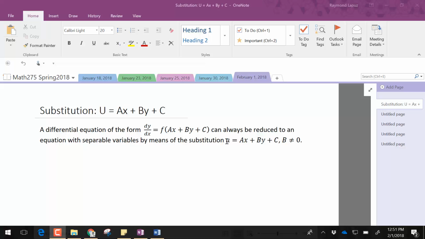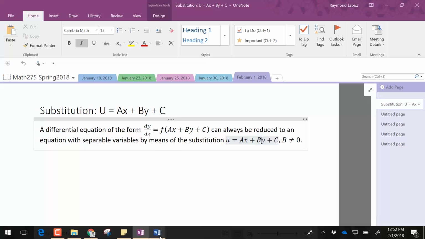And so we'll make the substitution for u and change the variable into u as a function of x. So we're going to do the regular derivative here, and this should come out to be straightforward.